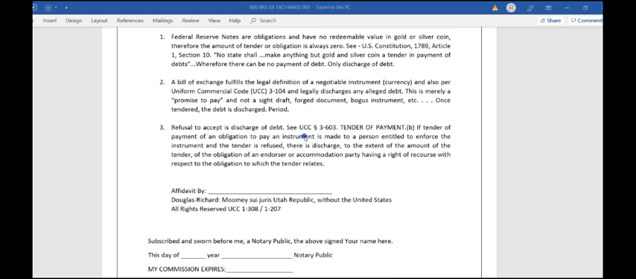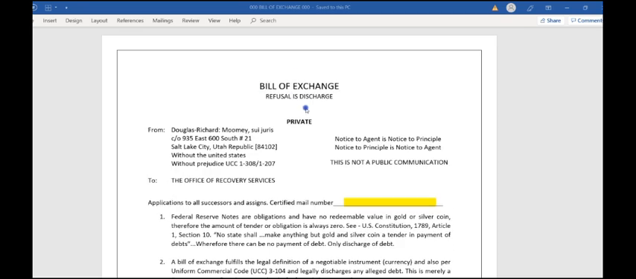So if they just send it back to you and say, we don't take this, what the hell is this? This is just a worthless piece of paper. Well, according to UCC 3-603, if tender of payment of an obligation to pay an instrument is made to the person entitled to enforce the instrument, which is them, and the tender is refused, there is discharge. Ha! Look at that. To the extent of the amount of the tender, which means the amount you wrote on the statement of account and on the bill of exchange, okay?